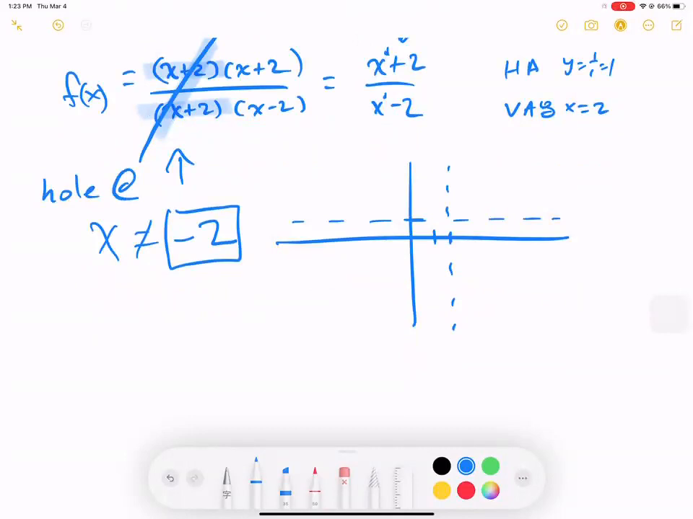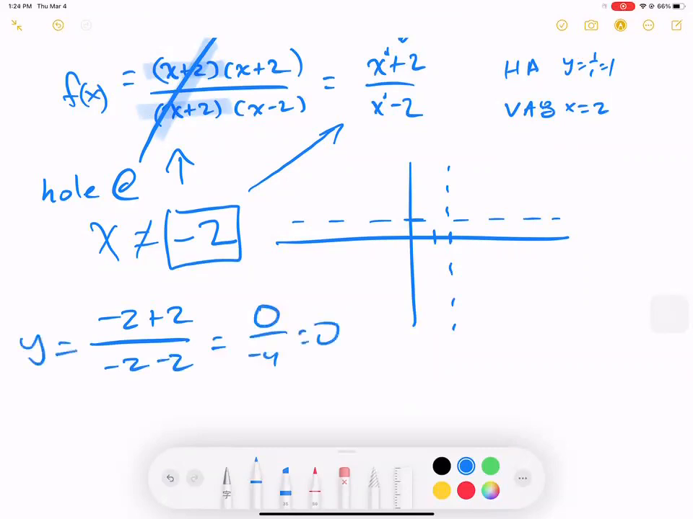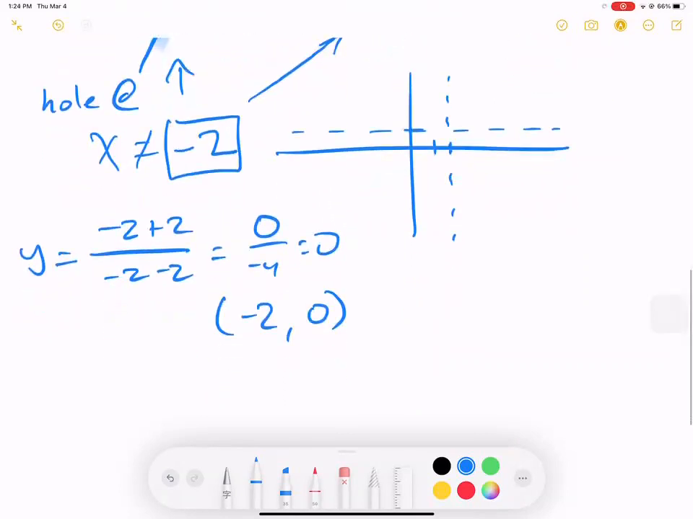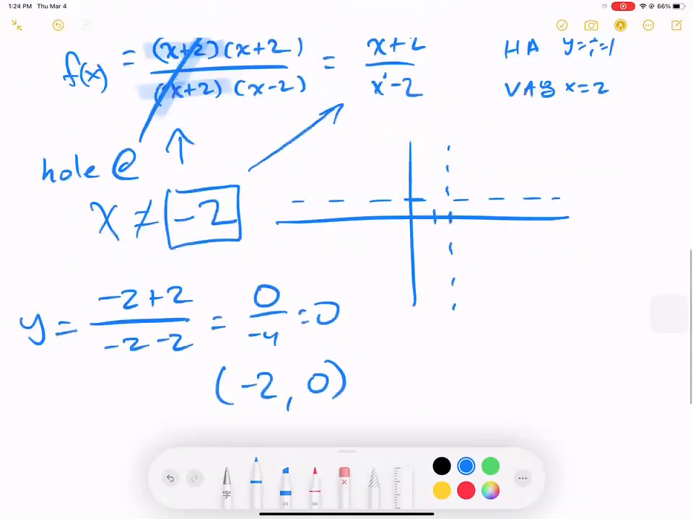But the hole is a point, so let's figure out where the y value is. We plug it into my simplified version: negative 2 plus 2 over negative 2 minus 2. In this case, that's 0 over negative 4, which is 0. So my function value is going to be 0. When x is negative 2, y is 0. Does the graph exist at negative 2? No, it doesn't. But what would it have looked like at negative 2? It would have looked like a hole at negative 2, 0. And that's how we graph holes.